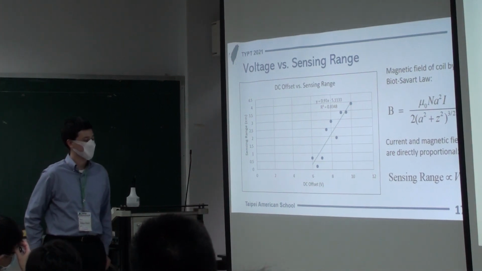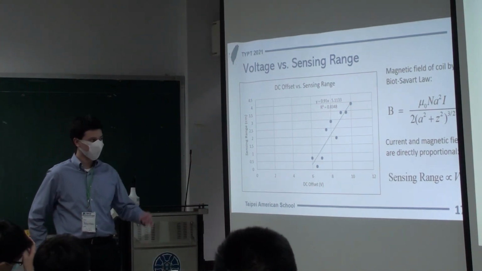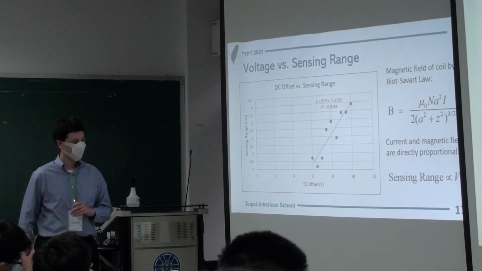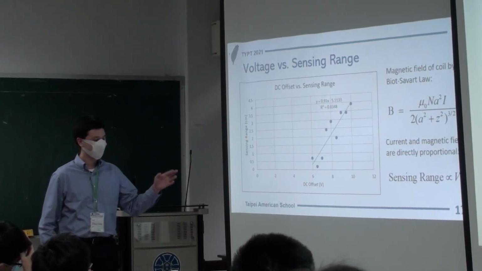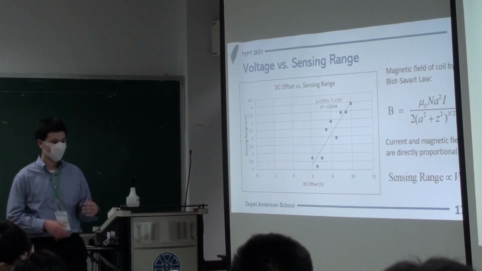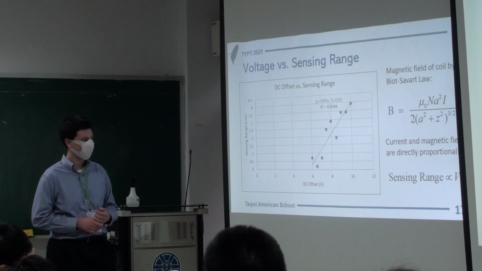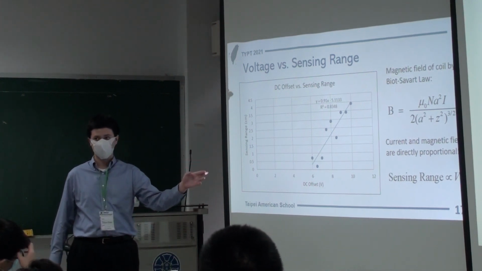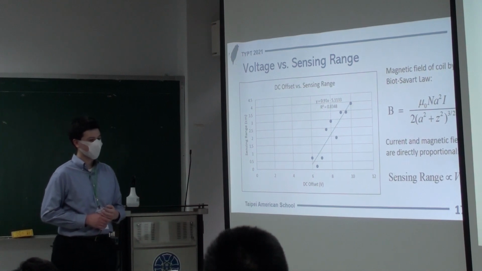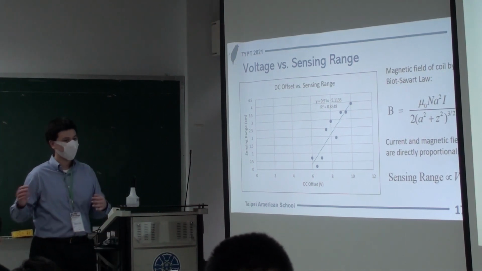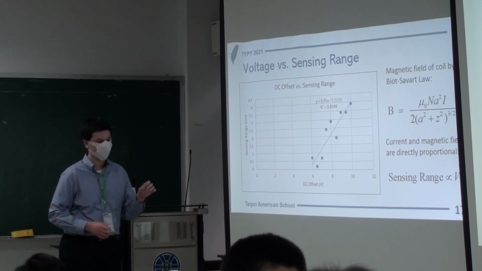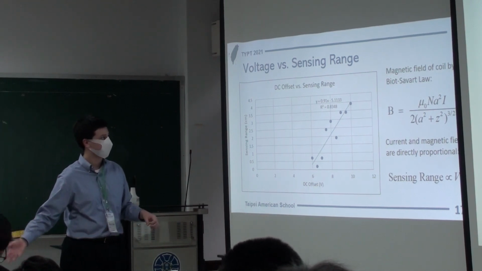So we know that the current and the magnetic field of the coil are directly proportional. This means that by changing the voltage applied to the entire circuit, and therefore changing the current, we can observe a proportional relationship between the sensing range and the voltage applied. This is because the stronger the magnetic field, the further away from the coil the rod can be in order to still be detected.